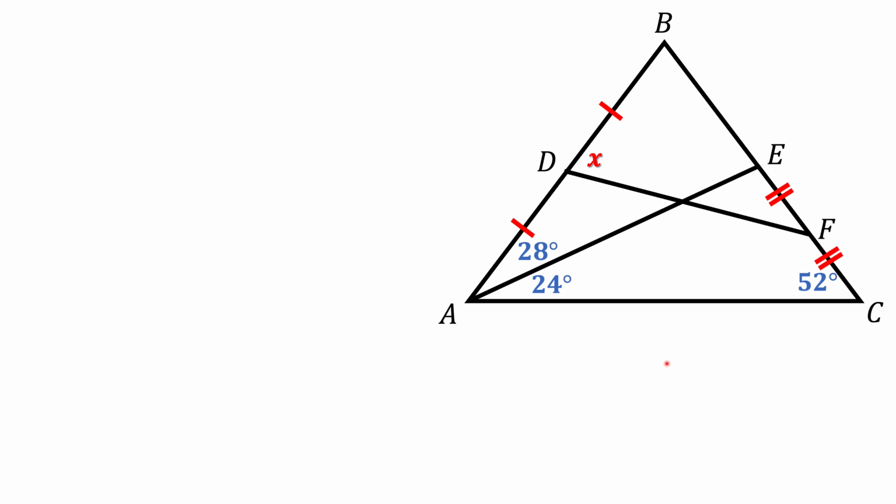Here we have a triangle ABC. We know an angle C of 52 degrees. We also have a point D right in the middle of the side AB. Point E is somewhere on the side BC, and point F is halfway between E and C.